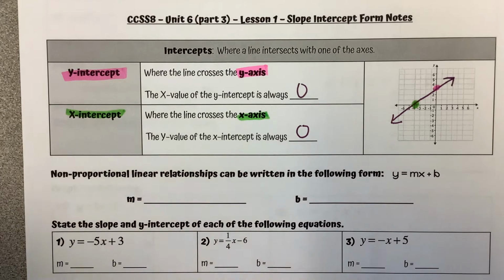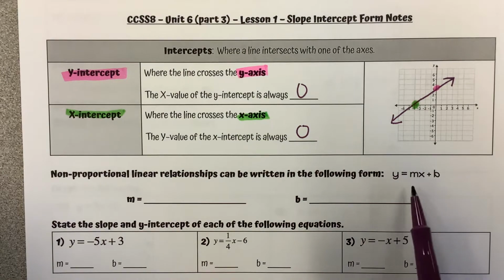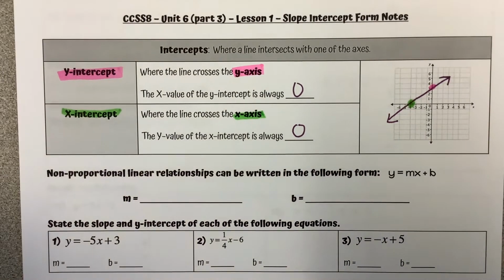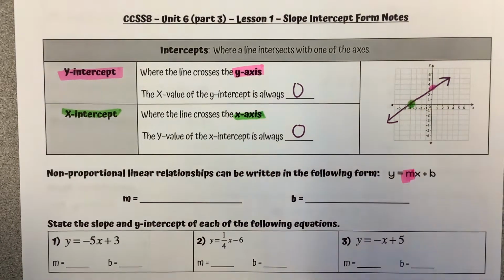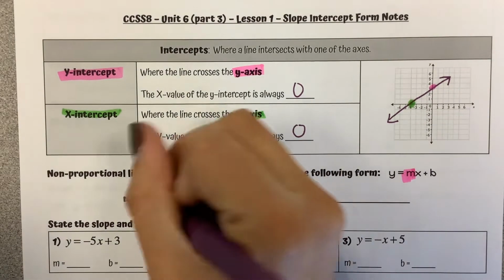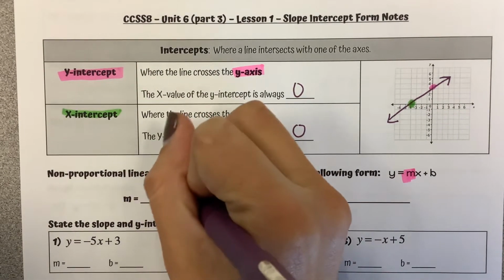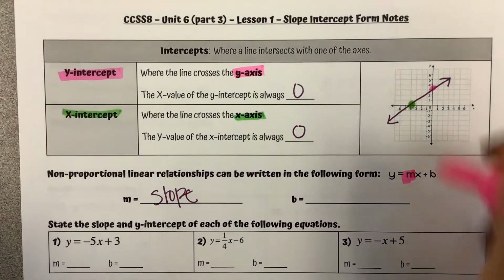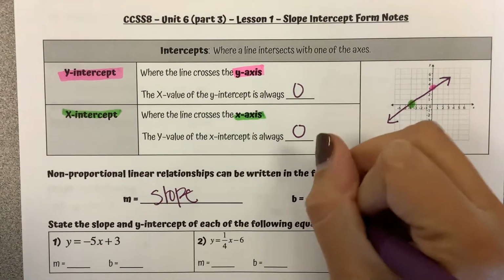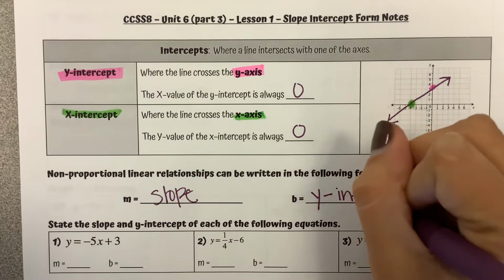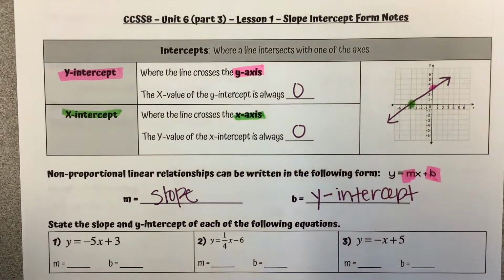When we look at our non-proportional linear relationships, they can be written in the form y equals mx plus b. This is the slope-intercept form because we have our slope, which is represented by m, and our intercept, which is represented by b, that is the y-intercept. So it is quite literally what the name says it is.